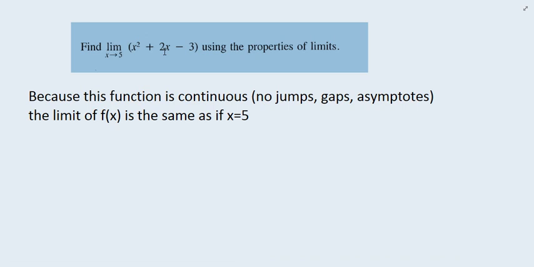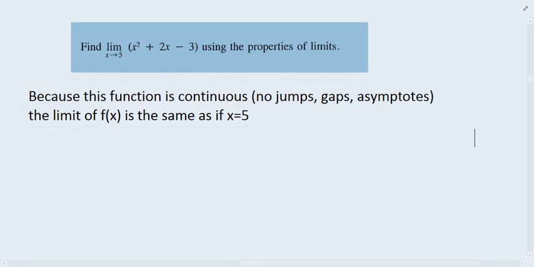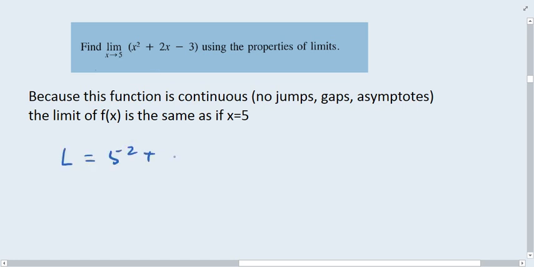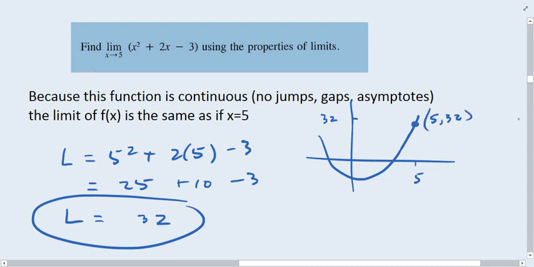If you find that the answer is undefined when you plug it in, then you have to look at the graph or you have to look a little more closely. So really, all you do is the limit here. So the limit equals 5 squared plus 2 times 5 minus 3. The limit is 32. And of course, that is reflected when you have the graph there. If you have 5, this point right here was 32. The point 5, 32. Okay?